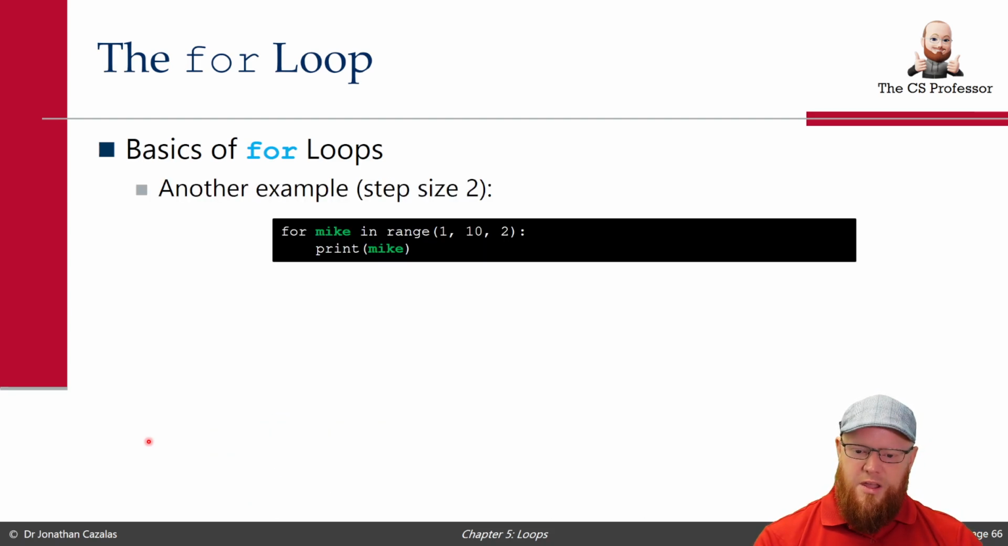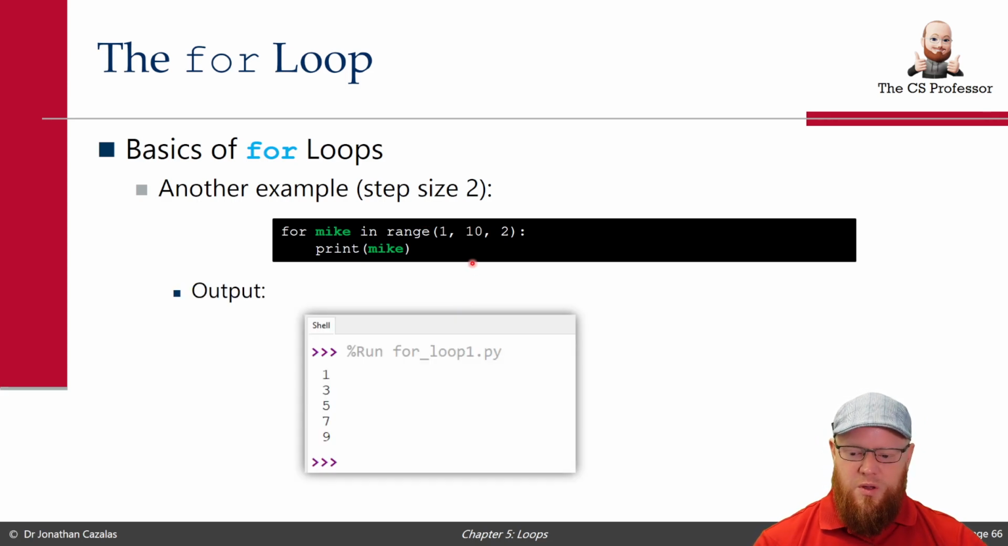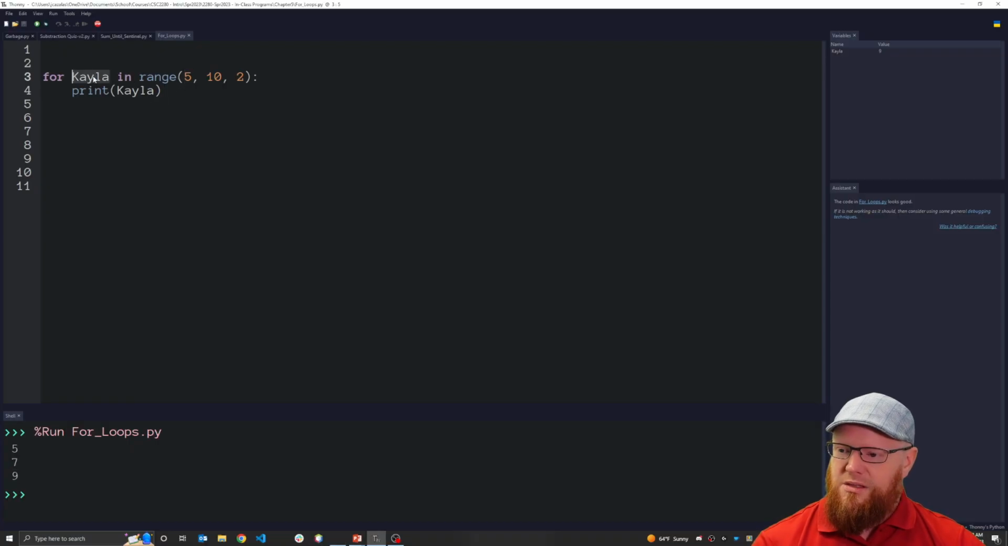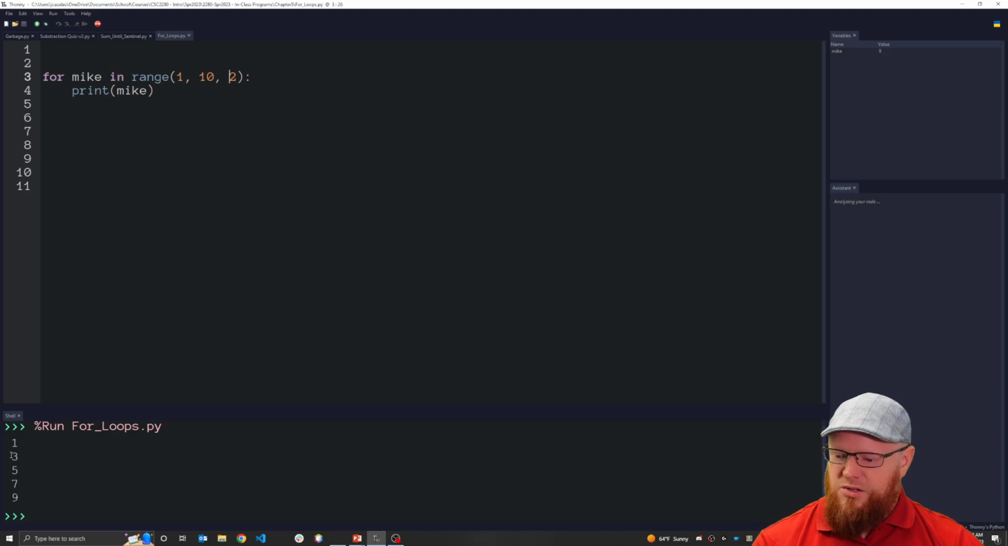So here, if we had a step size of 2, let's say for Mike in range 1, 10, 2, the output would be 1, 3, 5, 7, 9. So let's make this Mike here. For Mike in range 1, 10, 2. So starting at 1, then add 2 to 1, we get 3, add 2, we get 5, add 2, we get 7, add 2, we get 9, and of course 10 is the upper limit.